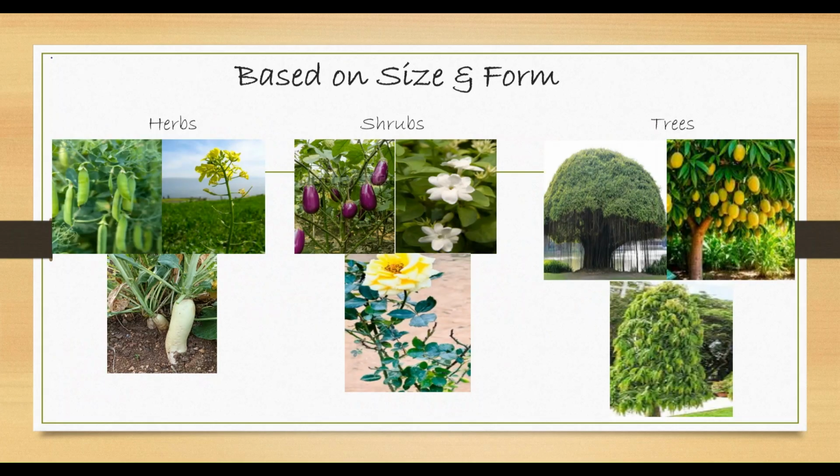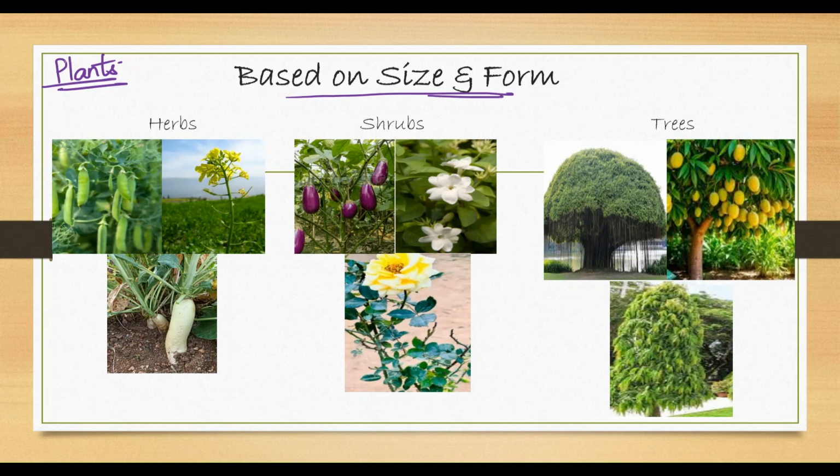Okay, we are talking about the artificial system of classification in plants, based on size and form. Now, the size of a plant is something which I can clearly see with my eye, right? Do I need any special equipment? No. Just by seeing the plant, I can know whether it is a very huge plant or a very small plant. So the artificial system of classification is based on observable characters.